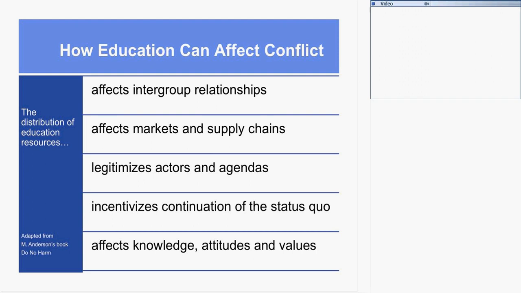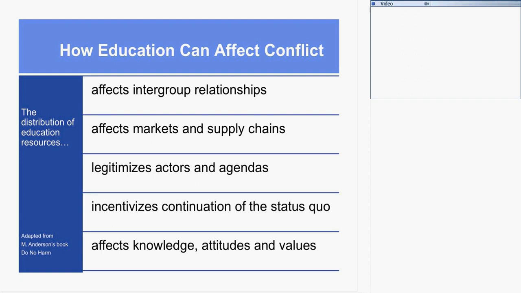An example of the fourth bullet here, incentivizing continuation of the status quo. When actors benefit financially from the increase in market value of housing, water, or petrol due to an influx of humanitarian agencies, they have an interest in perpetuating the conflict context because they're benefiting financially. And this is usually where we find it easiest to come up with an example of how education contributes to conflict.